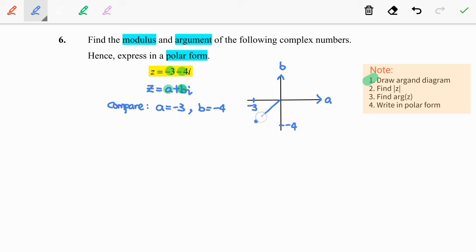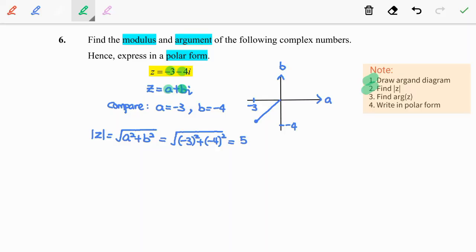Step 2. Find the modulus of z. So modulus of z is equal to square root of a squared plus b squared. By substituting the values of a and b into the formula, we have square root of negative 3 squared plus negative 4 squared, and this is equal to 5.